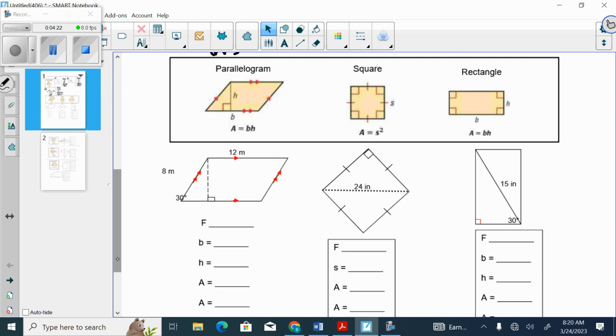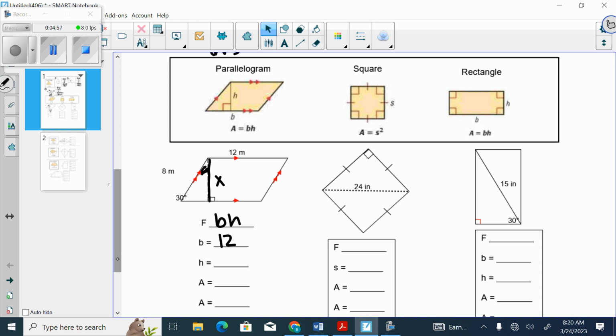They remind us that the formula for area of a parallelogram is what? Base times height. Okay, so do we know what the length of the base here is? Yes, what is it? 12. Do we know what the height is? No. The height would be this line right here. They did tell us that this is 30, so this angle up here must be what? 60.